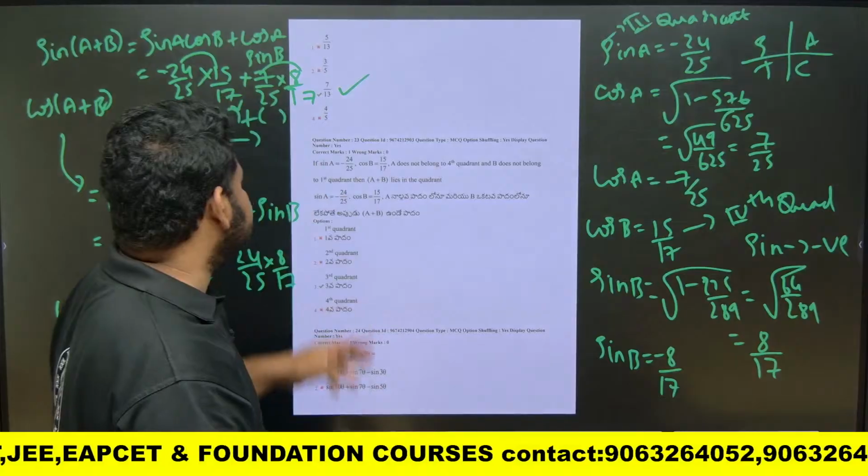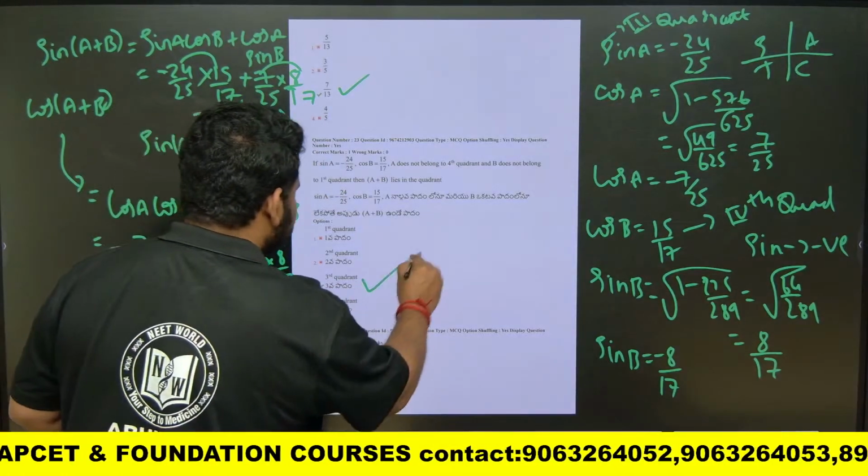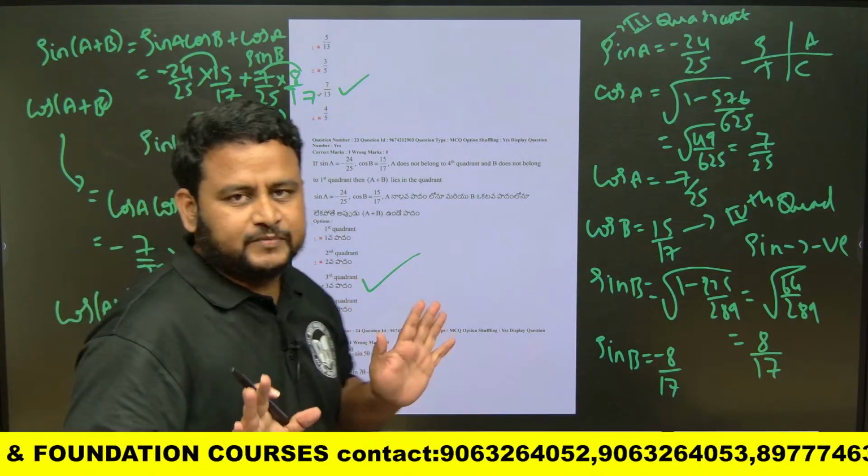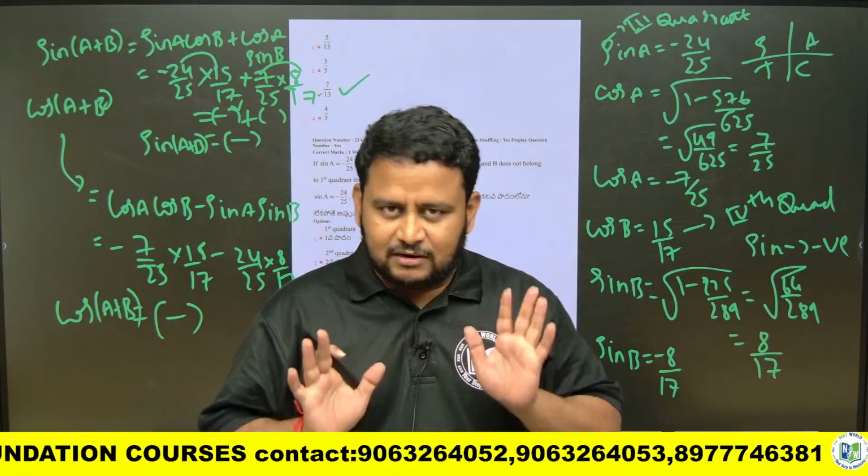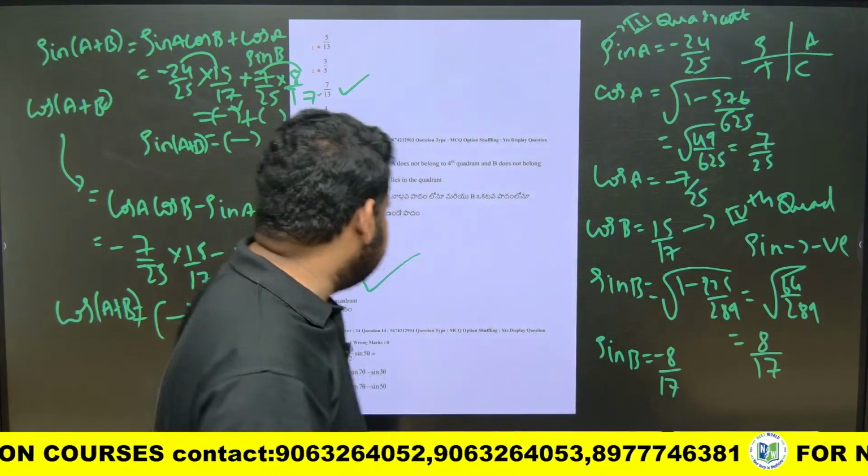So A plus B lies in which quadrant? A plus B lies in the third quadrant. Like this you have to solve. I hope the concepts are clear. Okay, let us move to the next question.